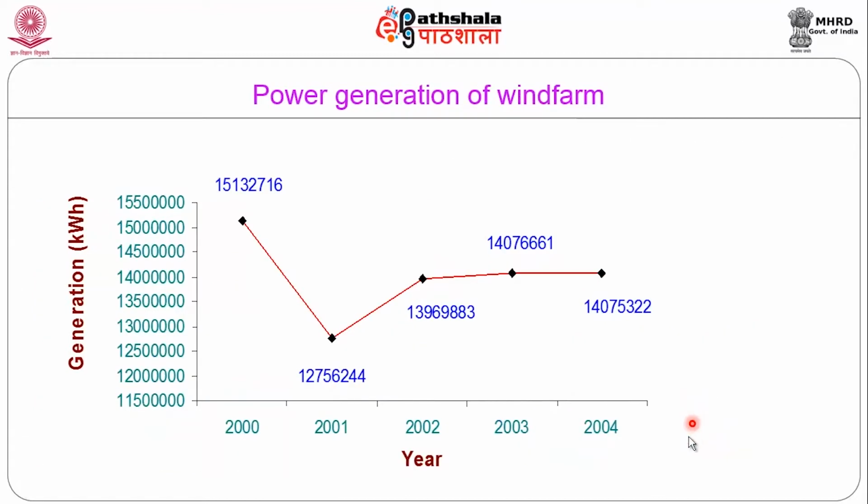And this is about the power generation of the wind farm, with generation in units given. The data was collected for 5 years, and in this particular year it is quite low because of many failures in the wind turbine, and from here it is steady, with not many failures. Initially it was good, and here because of many failures it is low, and after that it is quite steady.